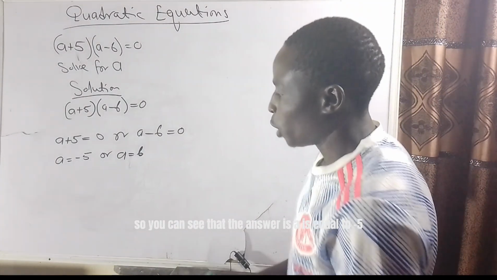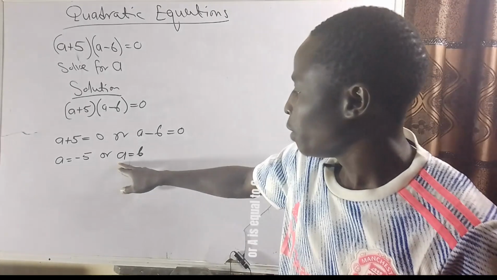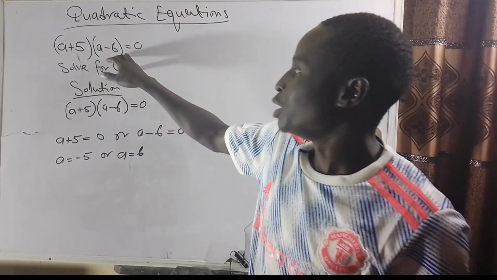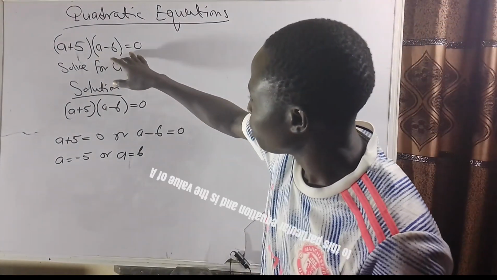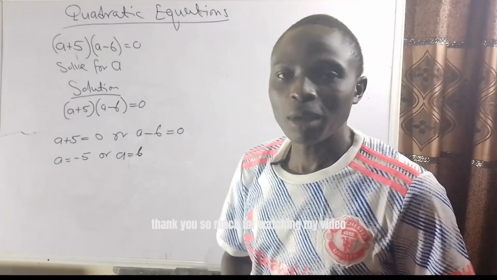So you can see that the answer is A is equal to minus 5 or A is equal to 6. One of these two must satisfy this particular equation, and this is the solution to this equation, the value of A.